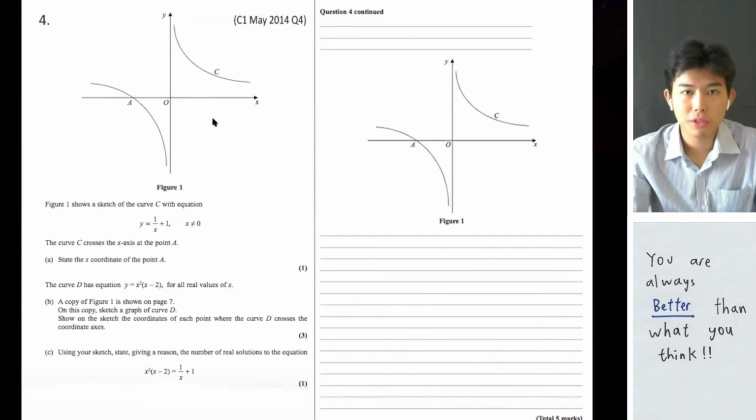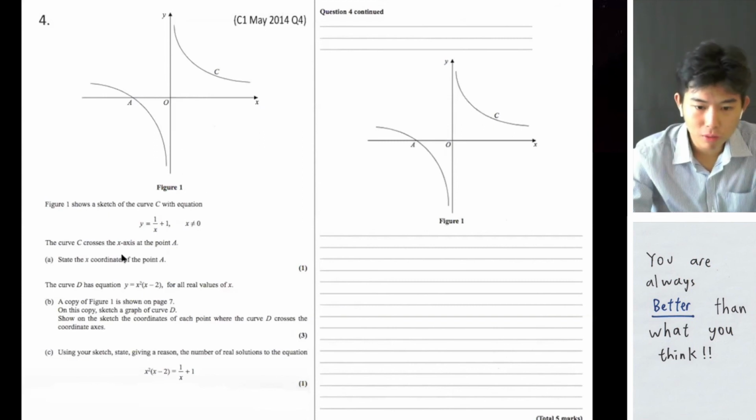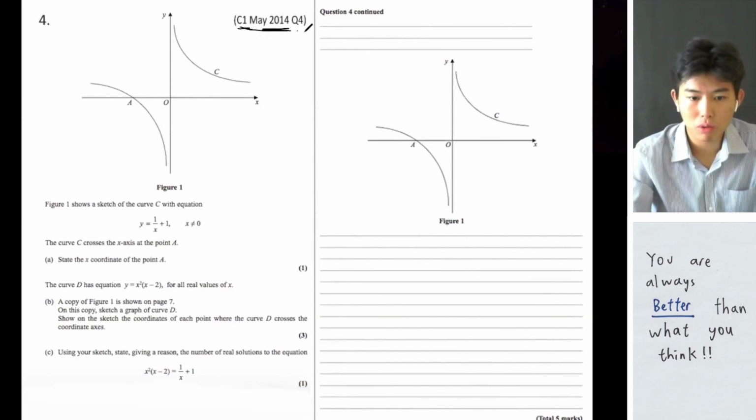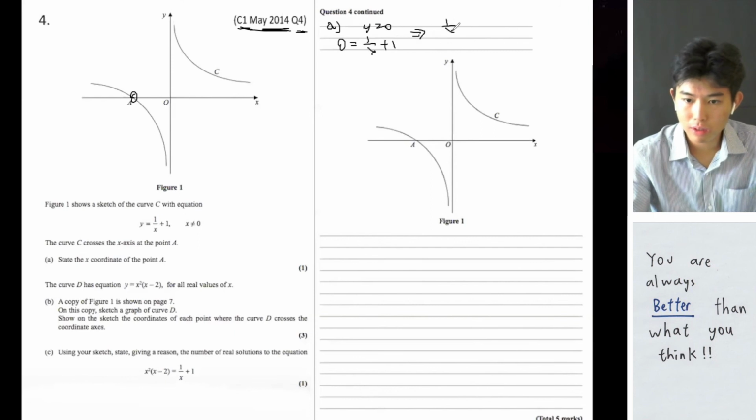Okay, let's do one more question here and then we're done with this topic. For part A, this question here is actually from C1, May 2014, question 4. And for part A, they want us to state the x coordinate of the point A. So basically this curve is crossing the x-axis here. So all we have to do is to substitute y equals 0 into this equation here.